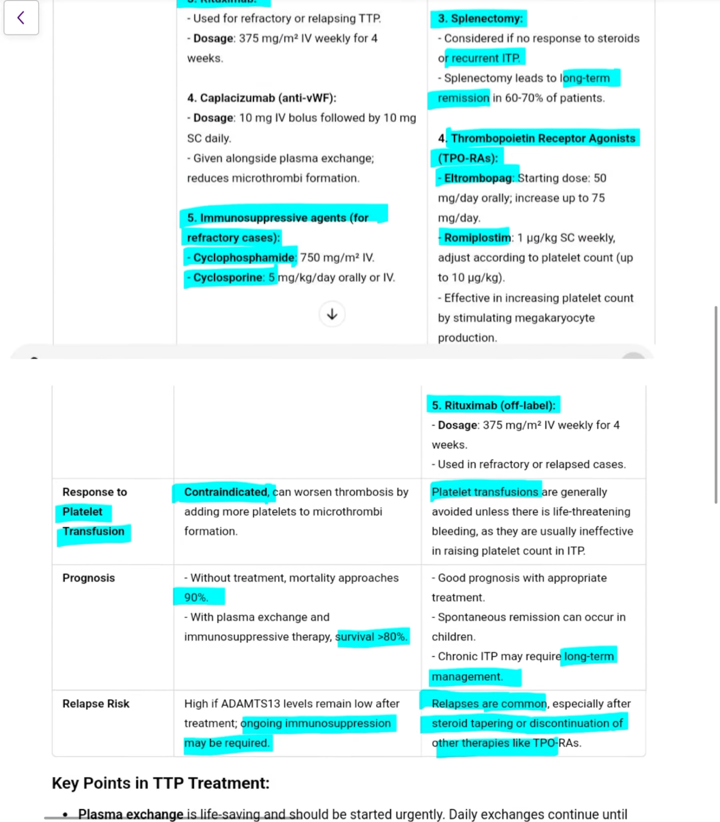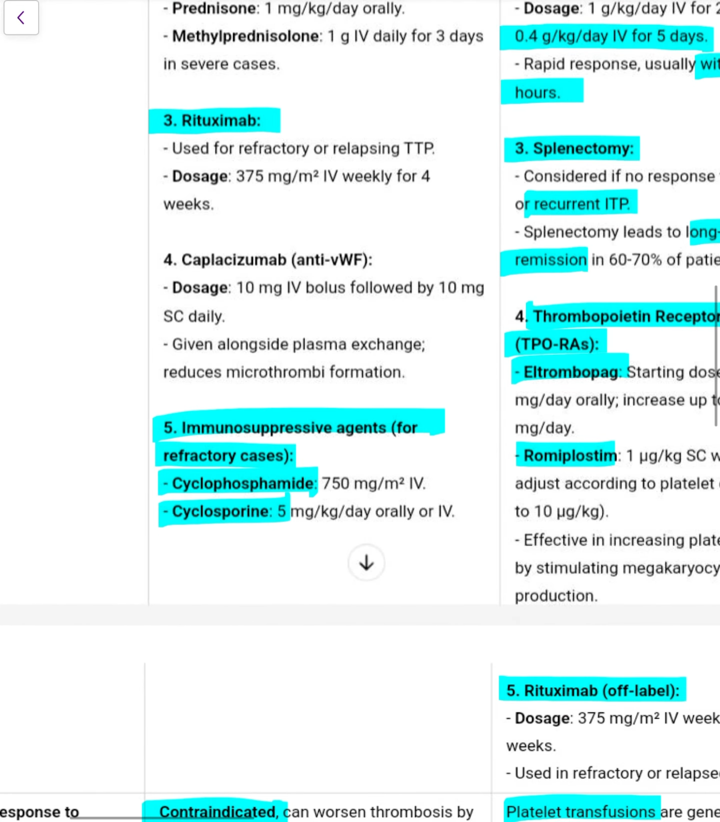One more drug I forgot to discuss is caplacizumab, which is used in TTP; it is anti-von Willebrand factor. The dosage is 10 mg IV bolus followed by 10 mg subcutaneously daily. Okay, we have to give this alongside plasma exchange.